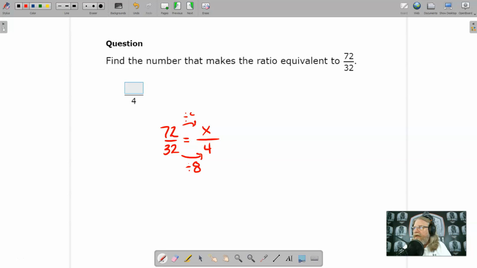So let's divide the numerator by 8 as well. Oh, well, if I know my 9s, I know that 8 times 9 is 72. So 72 divided by 8 must be 9. So my answer is 9.